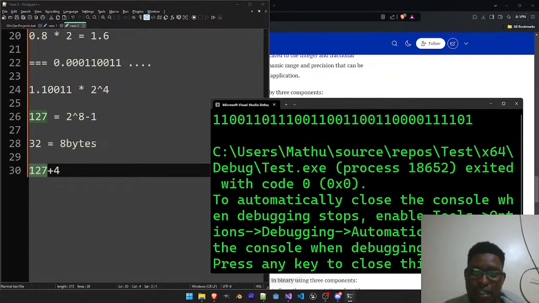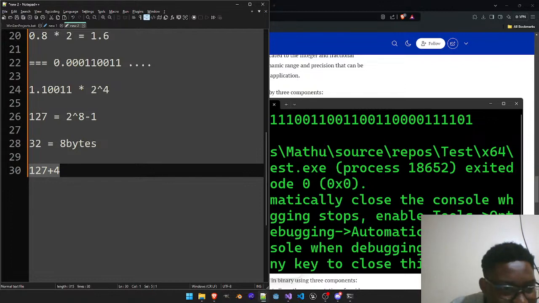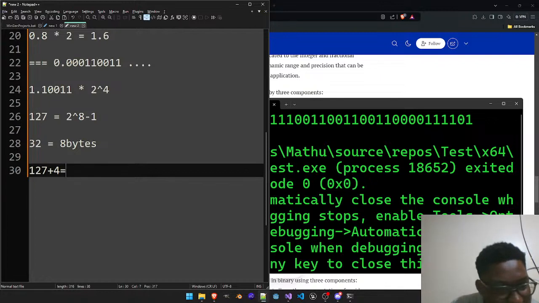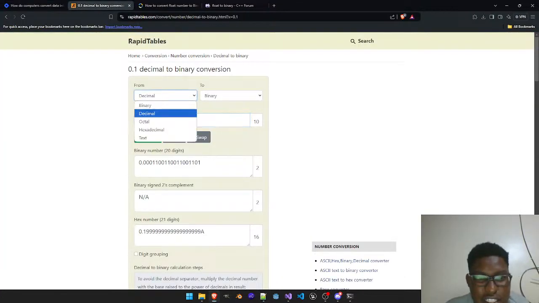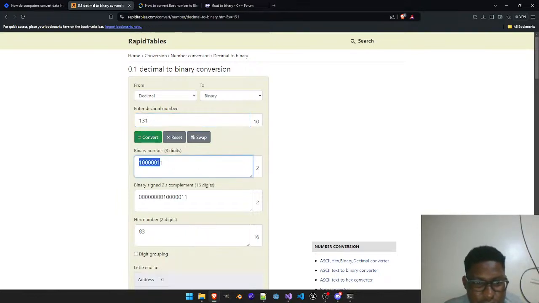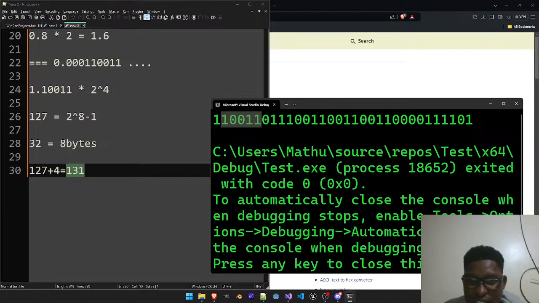So coming back here, that will be our next. Is it eight bits? Let me see. Now let me just use a site here to convert. So 127 plus 4 will be 131. Right. Let me just use a calculator. From decimal to binary, we're converting 131. Convert. So it's this.